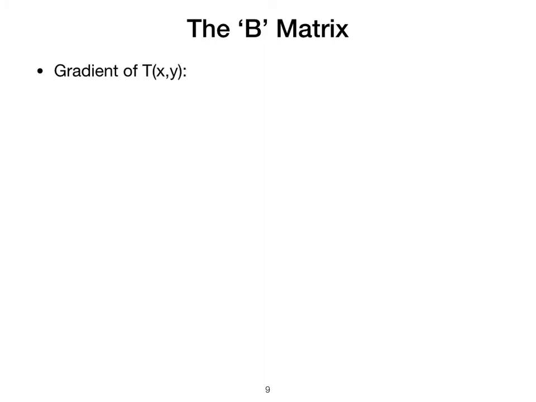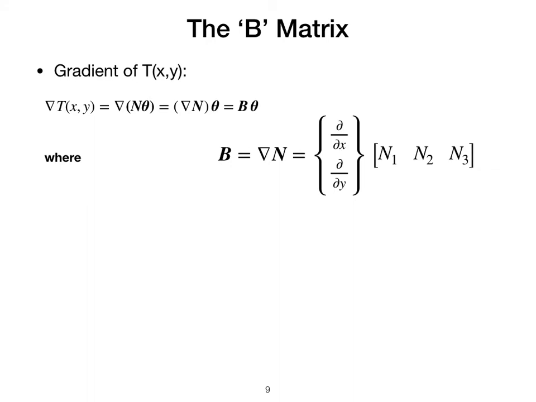Okay, so we want to find out the gradient of T, which is a function of x, y. The gradient of T we can write in matrix form. So gradient of T means gradient of N times theta, which is equal to gradient of N multiplied by theta, and gradient of N we will call the B matrix, which may be written as this.